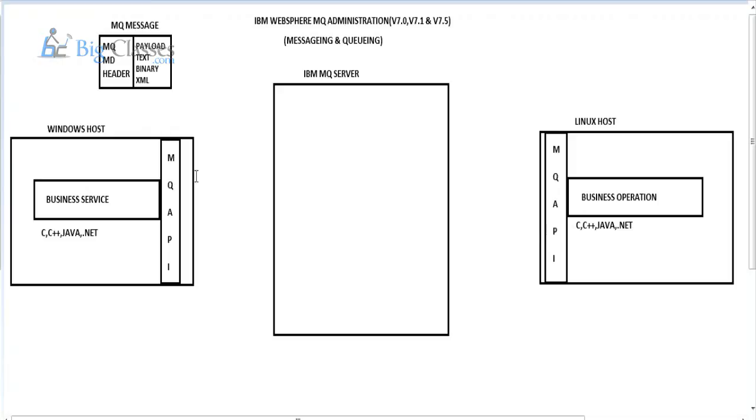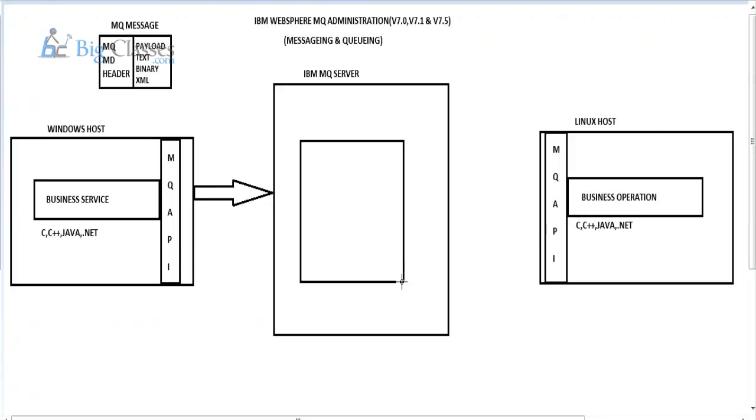See, my business service wants to communicate with business operation. Business service creates an MQ message with message data. It connects to the IBM MQ server. It puts the message in a queue. Queue is an object in MQ series. It is a file and data structure. It is a container. It holds messages. Put is nothing but write.